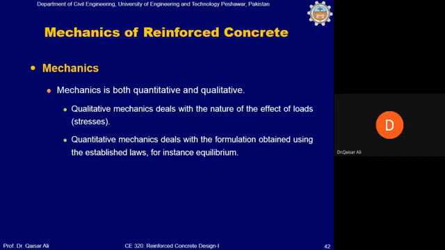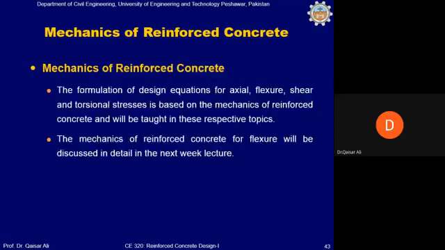We will be discussing this in detail in our next lectures. The mechanics of reinforced concrete will be discussed in every lecture while we discuss the particular design. For example, if we start designing for axial load, we'll be studying the mechanics of reinforced concrete against axial loads, similarly flexure and shear. So the formulation of design equations for axial, flexure, shear, and torsion stress is based on the mechanics of reinforced concrete, which will be taught in these respective topics.